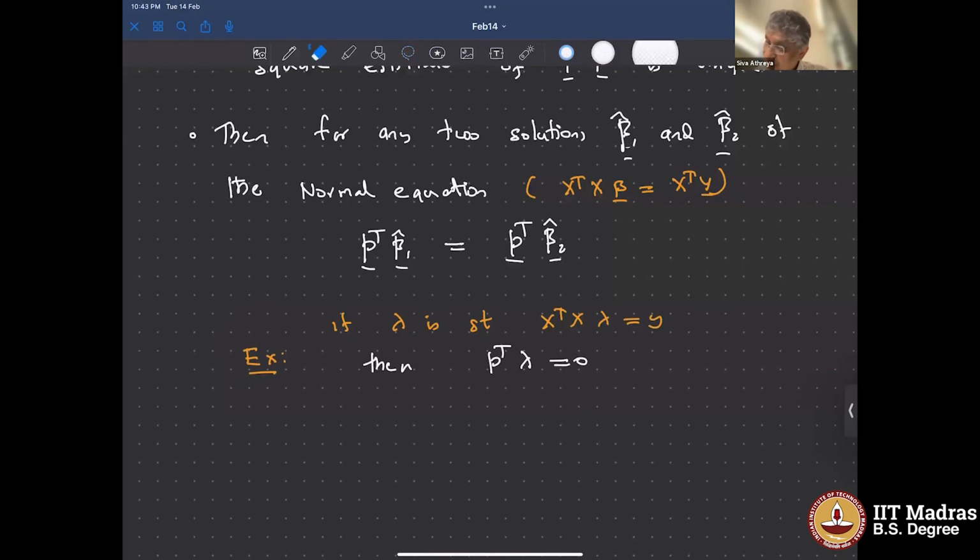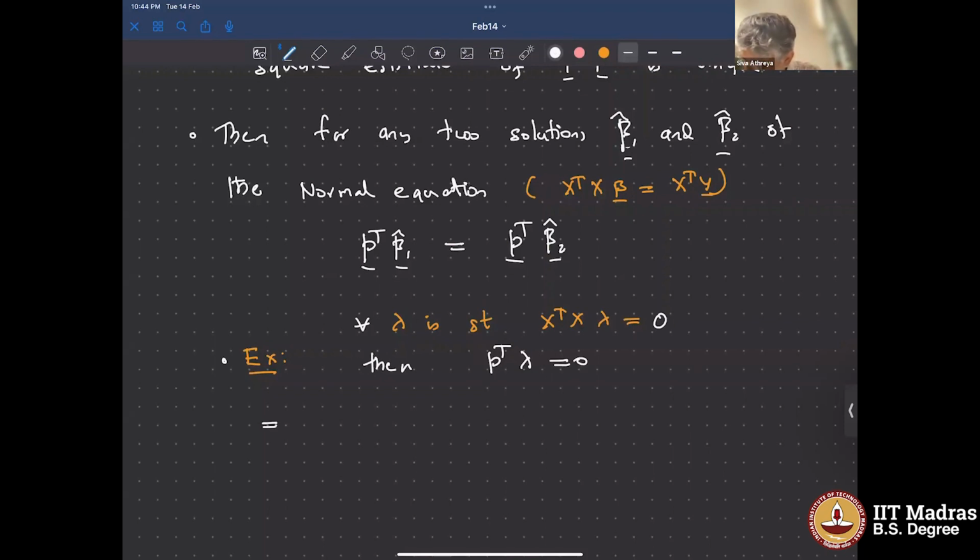So let me write down an even stronger statement. For every lambda in the null space of X transpose X, P transpose lambda has to be 0. This is a simple linear algebra exercise, because all you have to observe is that P transpose (beta 1 hat minus beta 2 hat) is 0 whenever beta 1 and beta 2 are solutions of the equation. That means for every such lambda, P transpose lambda has to be equal to 0.